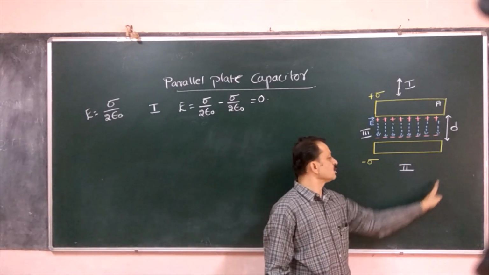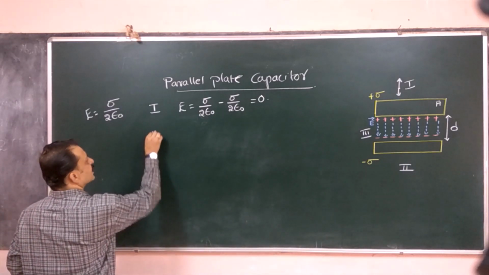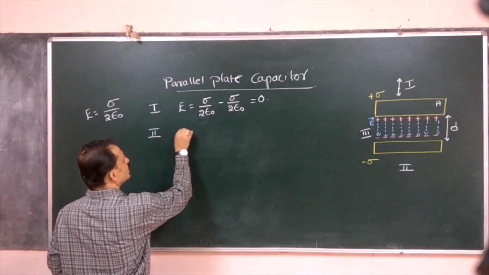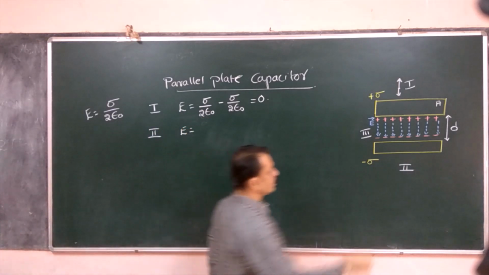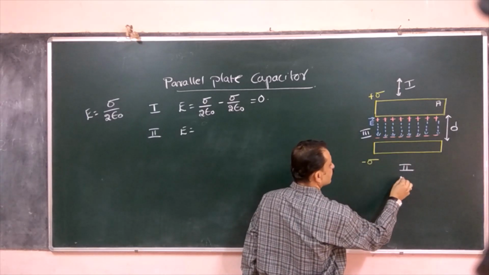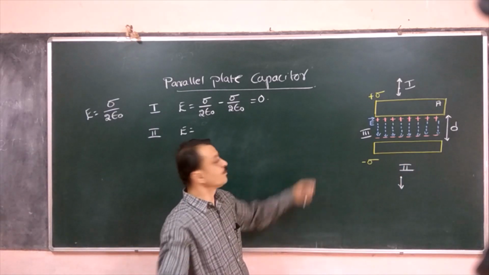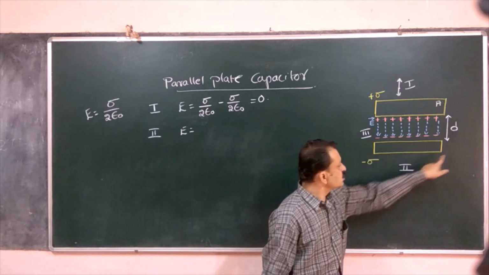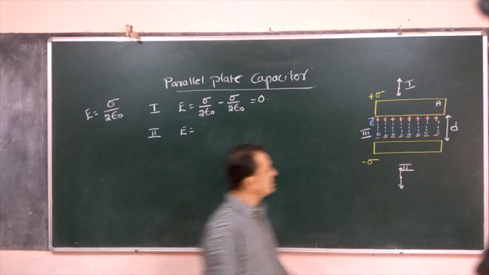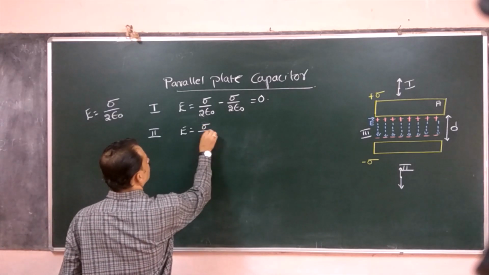What expression do we get for the electric field at a point in this region? Now in the second region also we get the same expression. If I consider any point in the second region, due to the positive charge the field is downwards, that is moving away. Due to the negative charge density plate the field is upwards. They are equal and opposite, therefore the net field becomes 0.